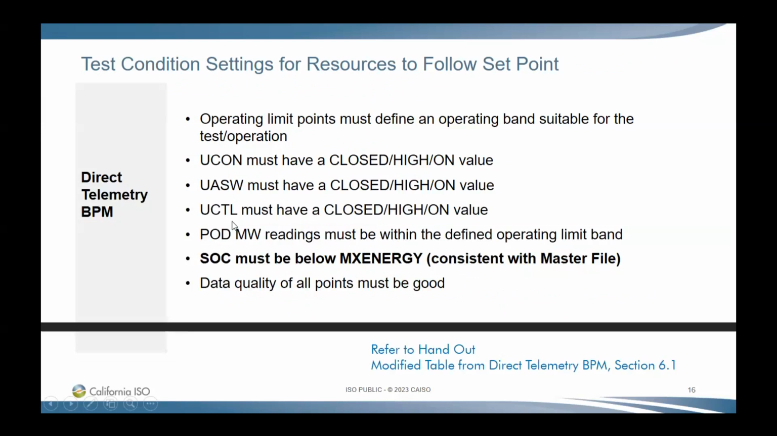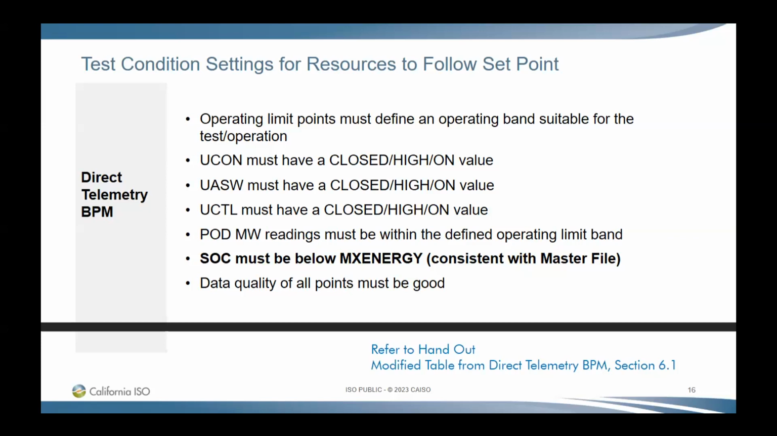And then for test conditions, a couple of points to mention is that the operating limit points must define the operating band that's suitable for this test or for the regular operations to be able to be done within. I mentioned a couple of the telemetry data points on the last slide. So the Yukon, the UASW, the UCTL, those all must have a closed, high, or on value.